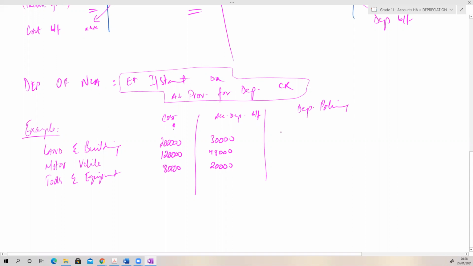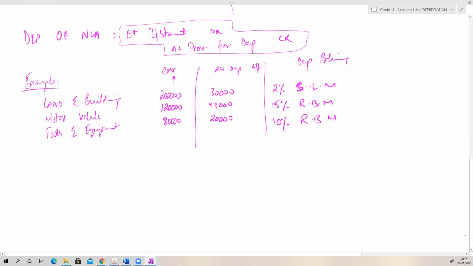is 2% straight line method. इसका है 15% RBM, और टूल्स एंड इक्विपमेंट का है 10% RBM. ठीक है जी. ये तीनों है. अब आपने क्या निकालना है? तीनों का डेप्रिसिएशन चार्ज को दिया निकालना है. कैलकुलेट डेप्रिसिएशन चार्ज फॉर द ईयर.